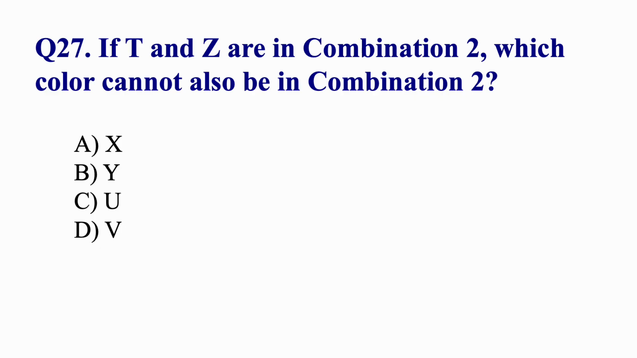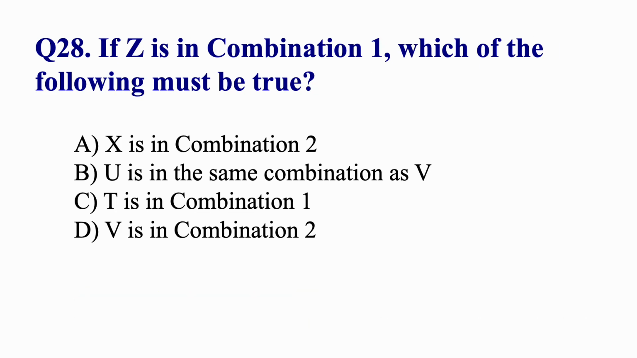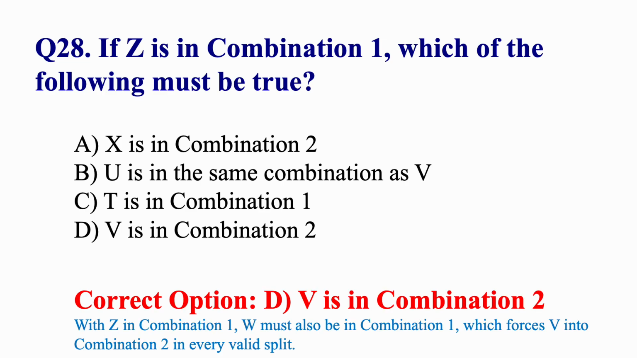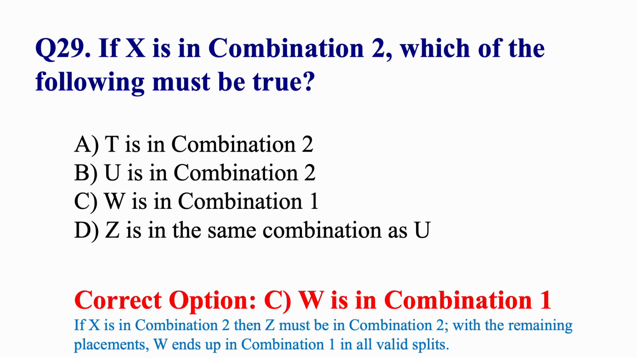If T and Z are in combination 2, which color cannot also be in combination 2? U. If Z is in combination 1, which of the following must be true? V is in combination 2. If X is in combination 2, which of the following must be true? W is in combination 1.